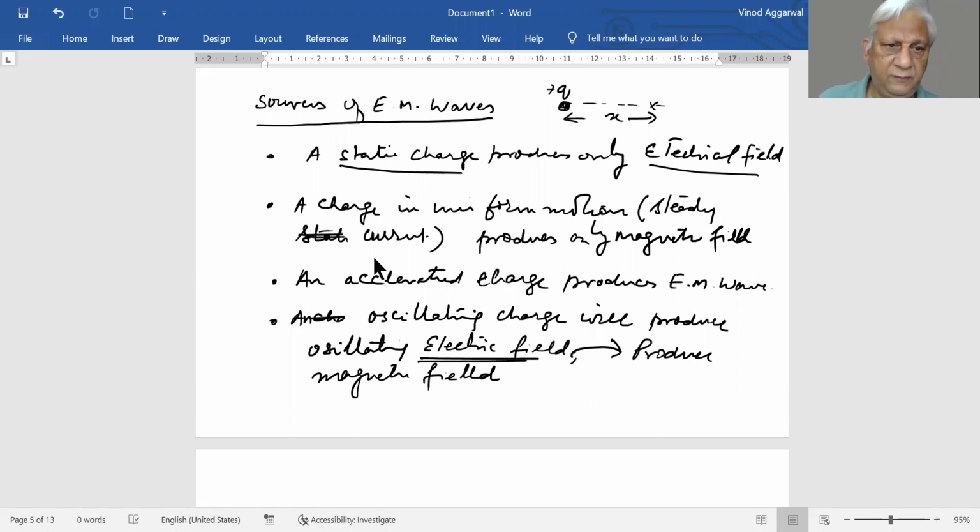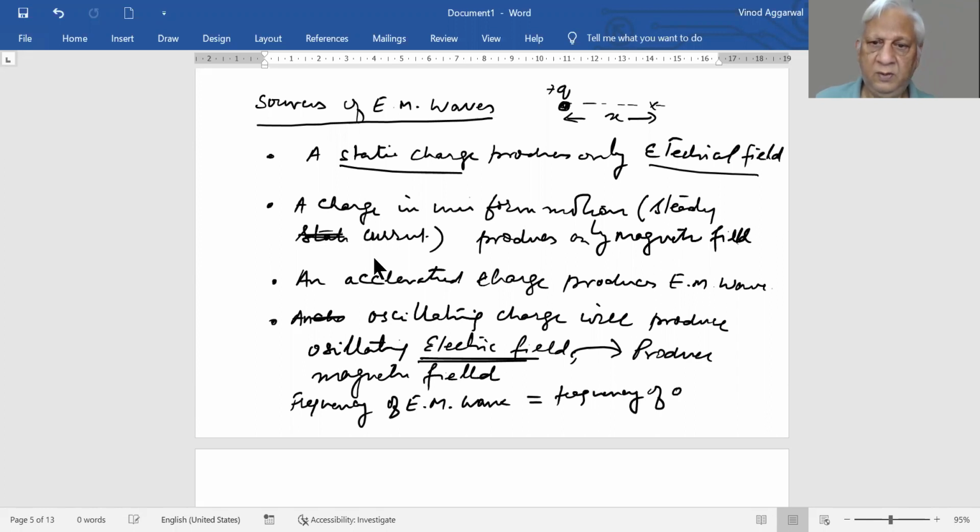And the frequency of the electromagnetic wave so produced shall be equal to the frequency of oscillation of the charge.